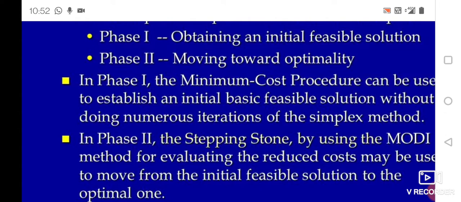Modi method for evaluating the reduced cost may be used to move from the initial basic solution to optimality.